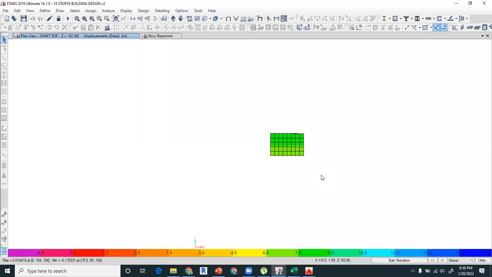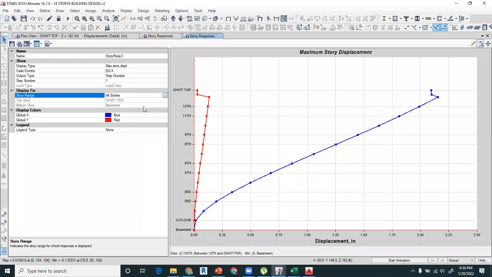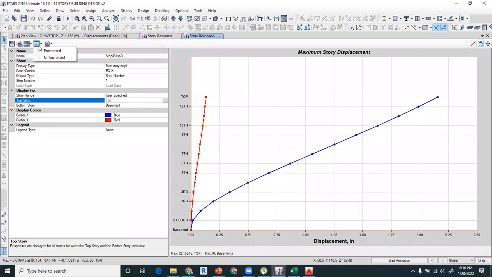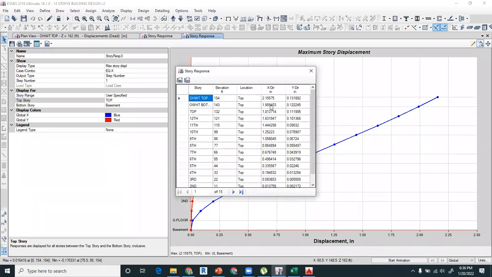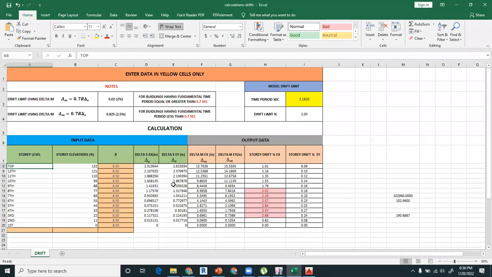Let us go towards the analysis. We have run our analysis, and let us go again to the display, response story plots, and then again extract the maximum story displacement for the earthquake X, right? So let us select our story limit to the top, and then let us go again to the formatted one and select this. If you remember, the displacement at the top for the X direction was 2 point something, so now it is 1.8. Let us check if it worked or not. So copy this and place it in the X direction.